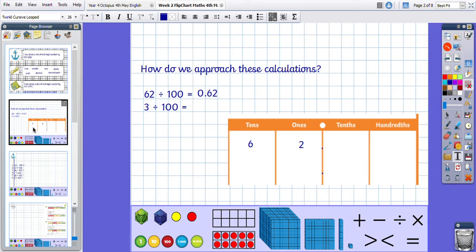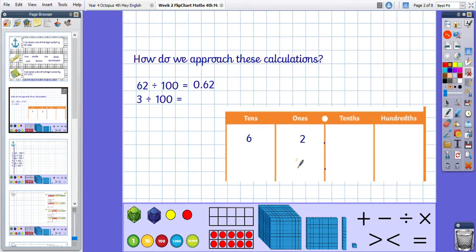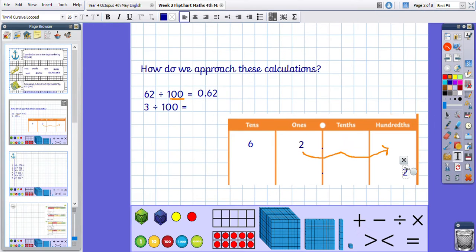So 62 divided by 100. We are making the number 100 times smaller. So we are moving it 2 places to the right, remembering that the number of zeros in this number here gives us a little hint how many places to move our number in our place value grid. So we are moving 2 places to the right, so our 2, which is in our ones column, moves through the tenths and into the hundredths. So it becomes 2 hundredths.